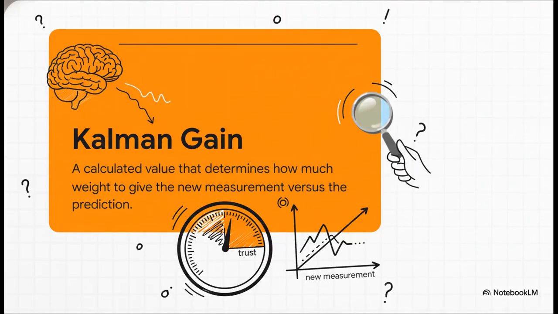This is where the secret sauce comes in. It's a value called the Kalman gain. And you can just think of it as the filter's brain, or maybe like a dynamically adjusting trustometer. It's not some fixed number. The filter calculates it fresh at every single step, and its whole job is to tell the filter exactly how much to trust the new measurement versus how much to trust its own prediction.